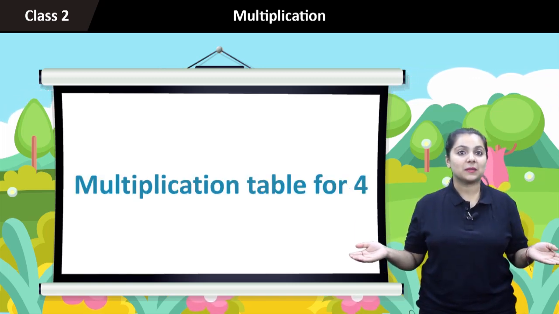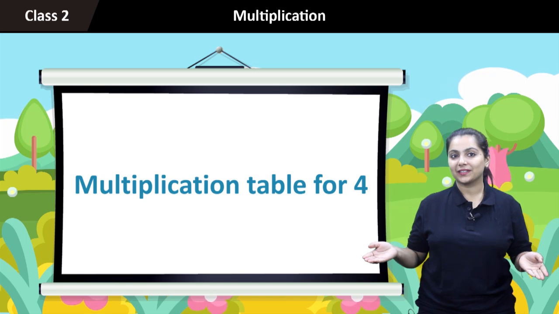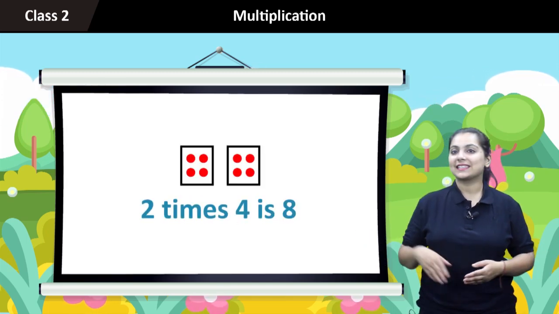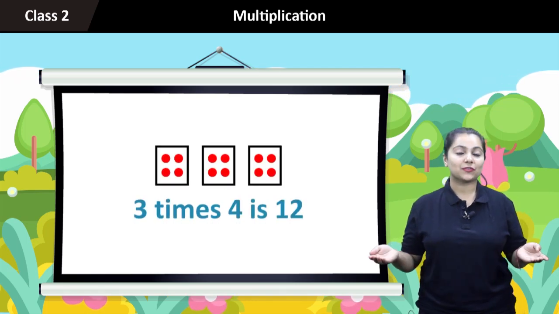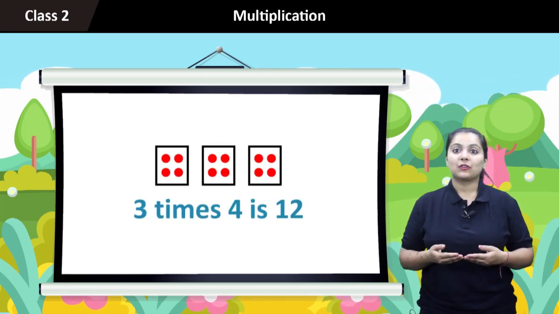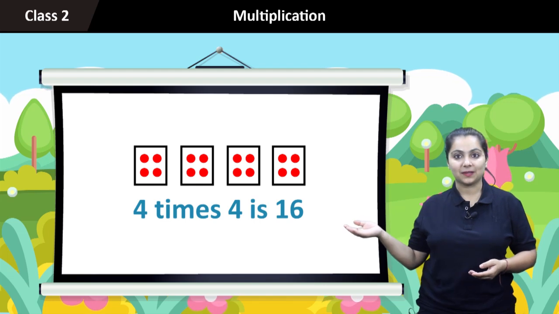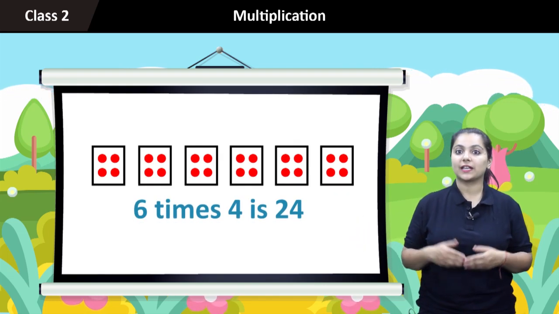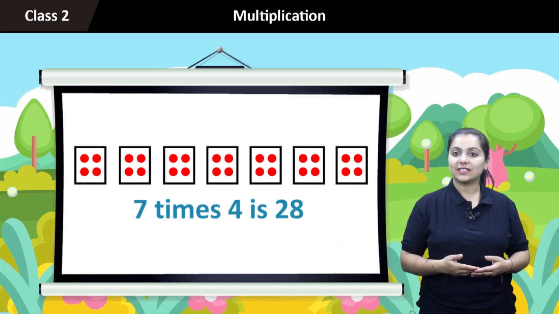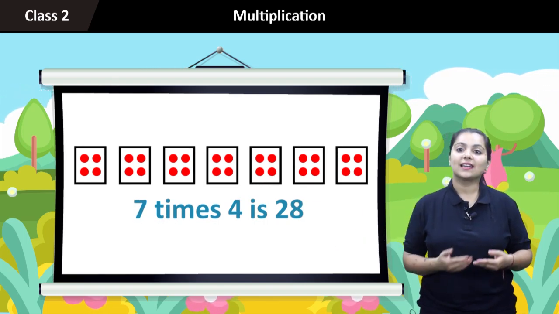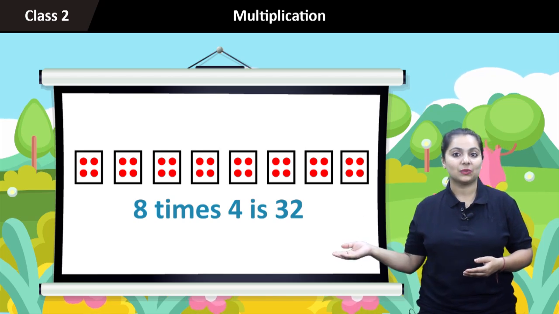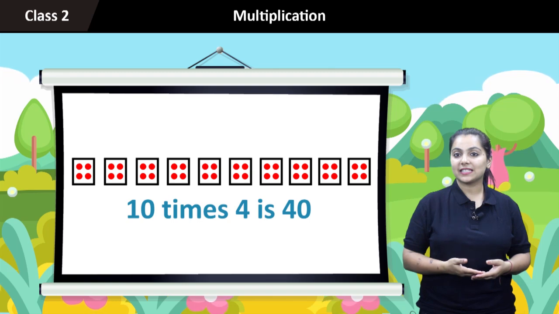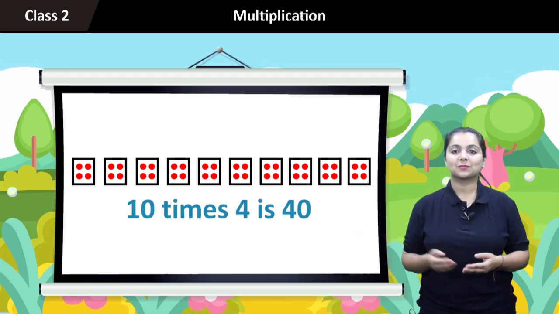Now here is the multiplication table for 4. 1 times 4 is 4. 2 times 4 is 8. 3 times 4 is 12. 4 times 4 is 16. 5 times 4 is 20. 6 times 4 is 24. 7 times 4 is 28. 8 times 4 is 32. 9 times 4 is 36. 10 times 4 is 40.